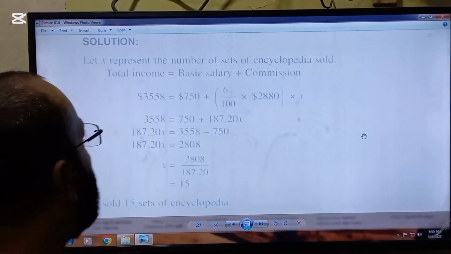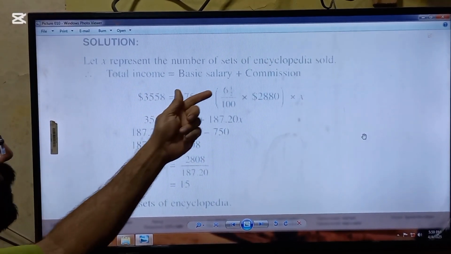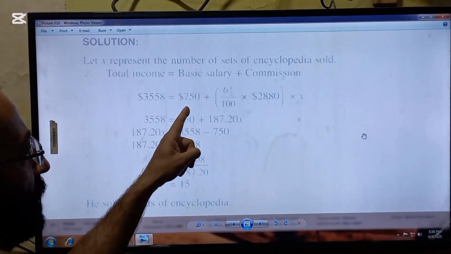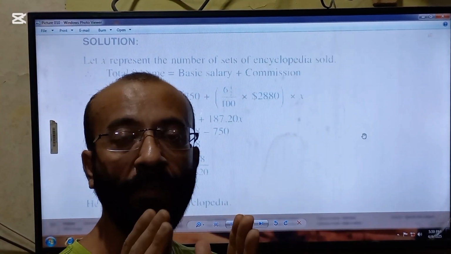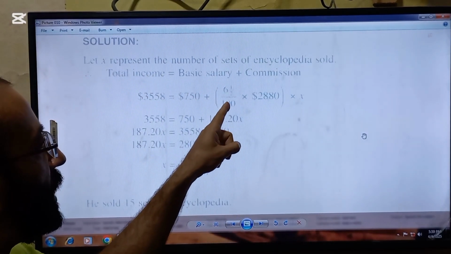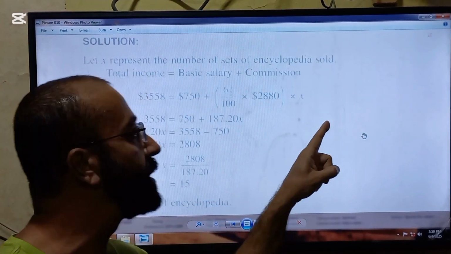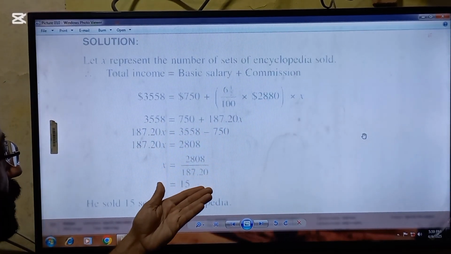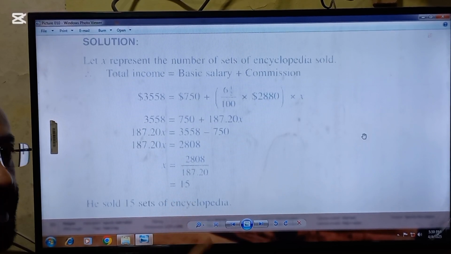So this question will be solved in a way: let X represent the number of the encyclopedia sold. Total income should be equal to basic salary plus commission. Total salary that is given, 3,558. Basic salary is also given, that is 750. And now we will find the commission in a way, that is 6.5% of the total number of the encyclopedia sold. So 6.5% is here. Multiply, this is the price of one encyclopedia and this X is the total number of the encyclopedia. So this will be the equation, and after solving this equation you will get the answer of X. So that is the number of the sets of the encyclopedia sold.